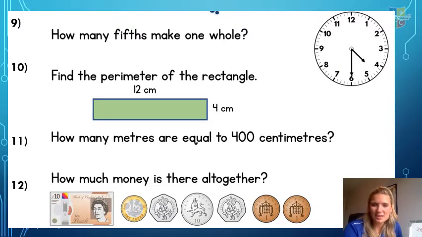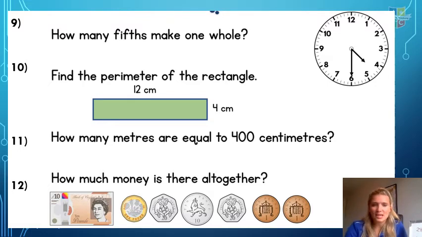Okay, this time, can you tell me the time on the clock and then tell me on a digital clock as well as AM and PM in the morning and afternoon? Then how many fifths make one whole? So if you need to draw a bar model to show how many fifths make a whole, please do that.